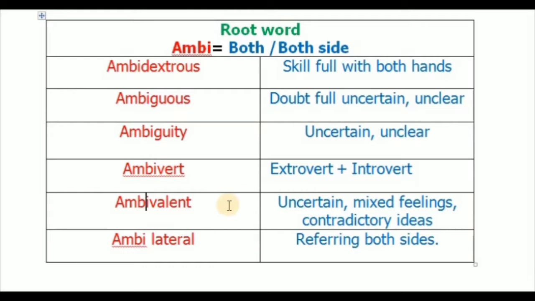Next word, ambilateral. Ambi means both, lateral means side. We know equilateral triangle. Equi means equal, lateral means side. So 3 sides are equal, and we call it an equilateral triangle. Similarly, ambilateral means ambi plus lateral, both sides. For example, the ambilateral effect of the plan is negative, referring to both sides.